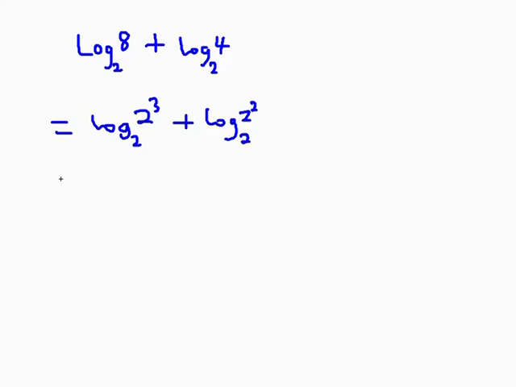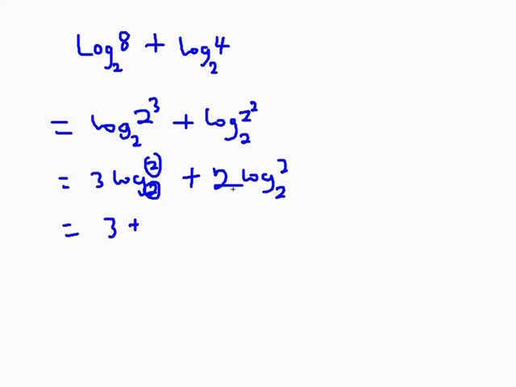Now following the power rule, 3 multiplies log 2 base 2, and here 2, which is the power, multiplies log 2 base 2. Now going forward, following the identity rule that states that when the number and the base are the same, it gives you 1 as your answer. So 3 times 1 is 3. So also 2 times 1 here is 2. 3 plus 2 is 5.